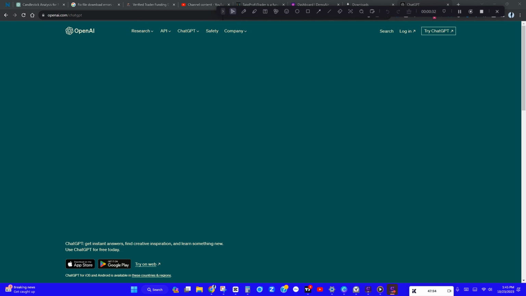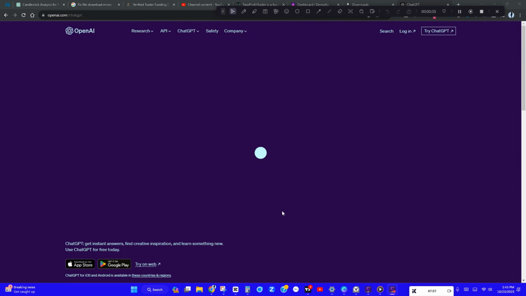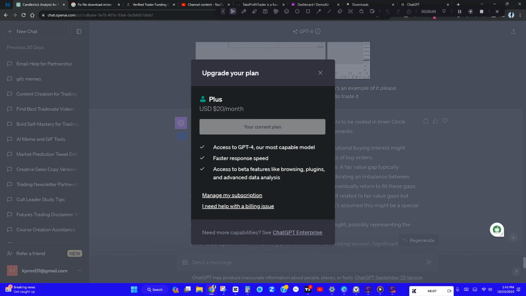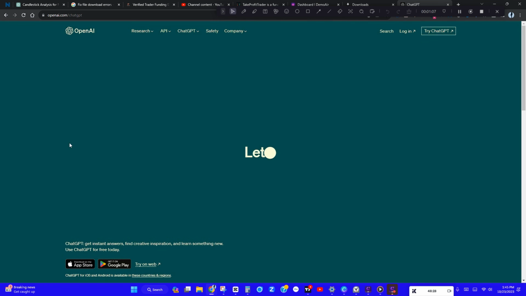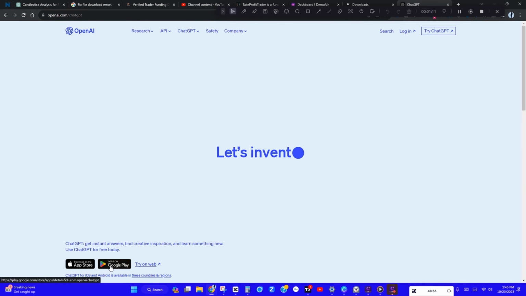Now, to be able to use the pictures in your chat and all that, you're gonna have to purchase the Plus plan. It is $20 a month and it gets you access to all of it. Anything you can think of. There's a million plugins you can use too that connect to all kinds of data feeds. But you go to here, you'll sign up, you'll pay the fee. Once you have the Plus version, you can download it on Google Play as well.